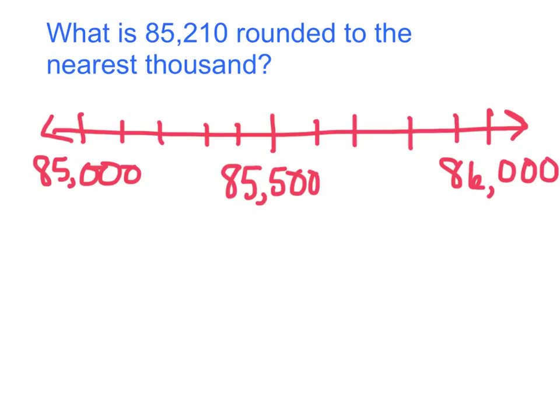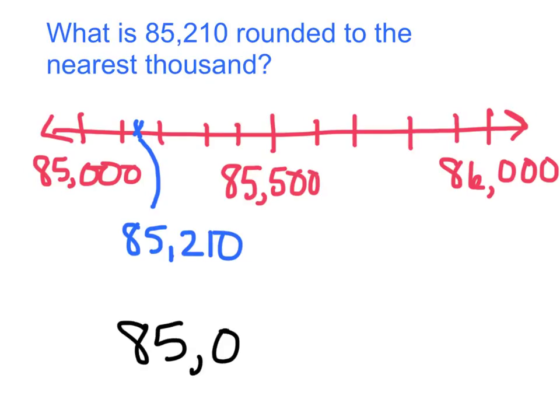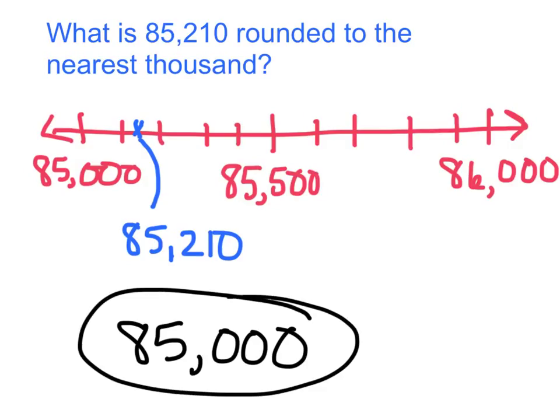Now we're going to place 85,210 on our number line. We're just going to estimate that it's going to go about right here. That'll be our 85,210. Looking at our number line, we can see that 85,210 is closer to 85,000, and therefore our answer is 85,000. 85,210 rounded to the nearest thousand is 85,000.